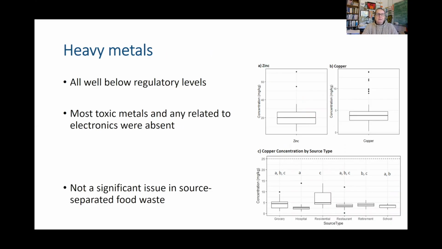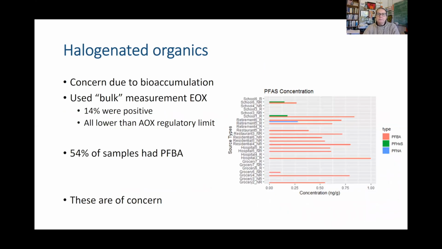Next, we looked at heavy metals, and we found that there were not a lot of heavy metals, and that is in line with what is seen in the literature. All of the samples were below the regulatory levels. Most of the toxic metals and any of the metals that were related to electronics were below the limits of detection, and of the detectable metals that we found, zinc and copper, both were below the regulatory limit. So this was really not an issue of significance to us.